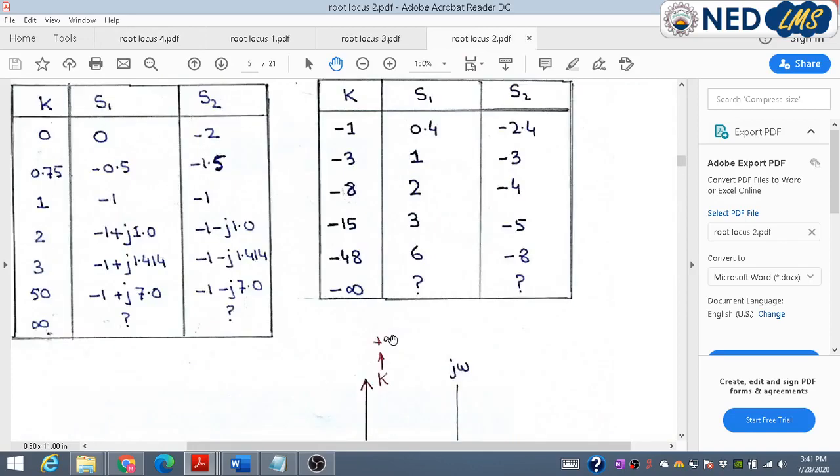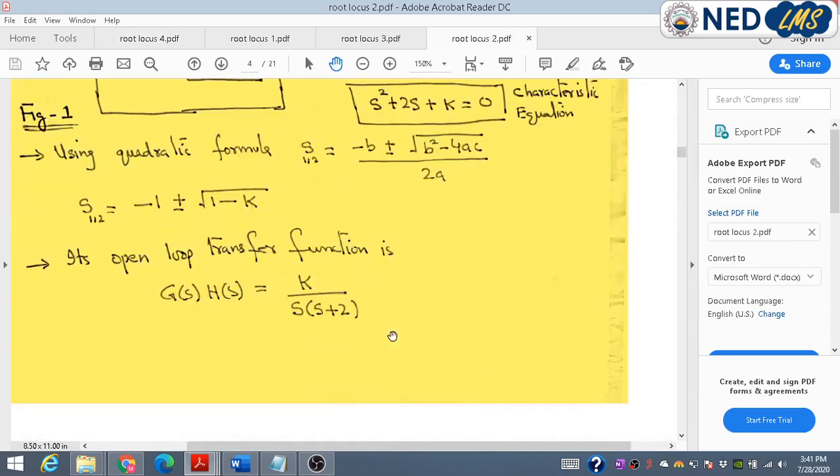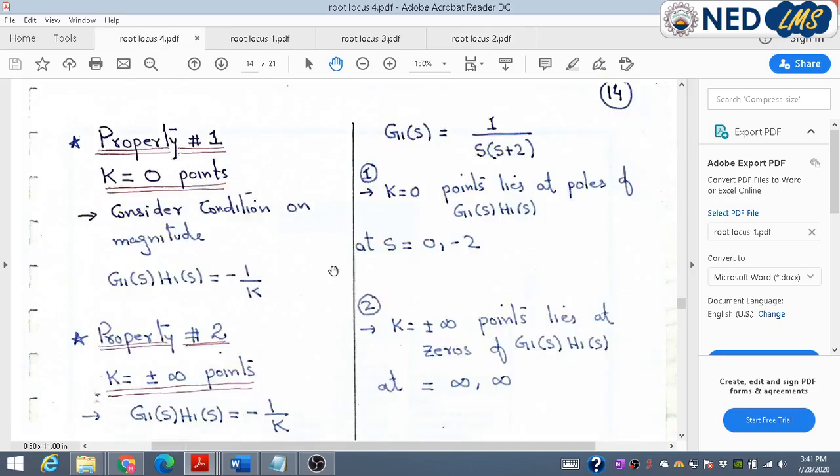We have already done it before, when we placed the value of K equal to 0, both roots came out to be minus 2 and 0, and these are the poles of the open loop transfer function at 0 and minus 2. It means that the K equal to 0 point lies on the system poles, and these are the roots of the system as well.